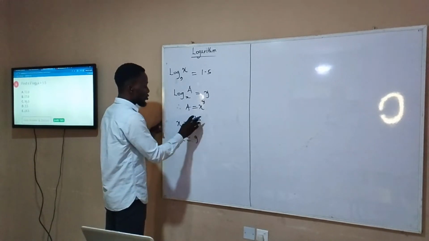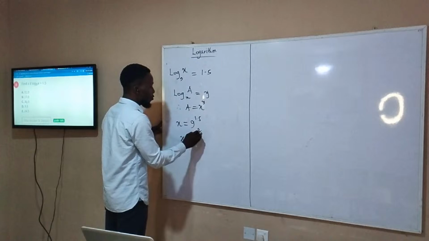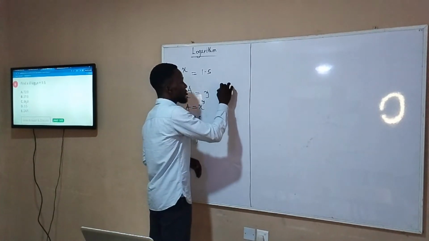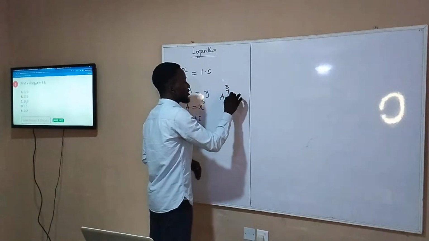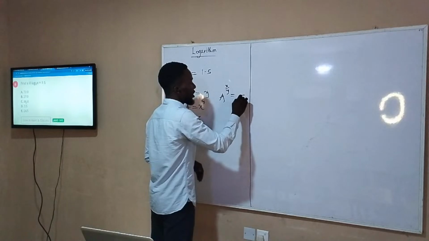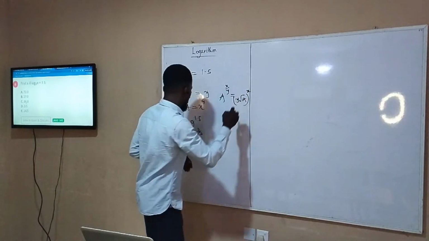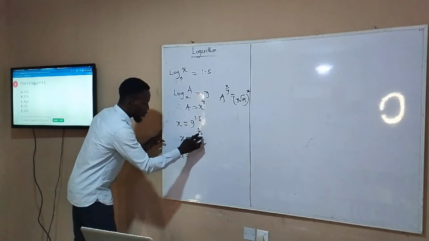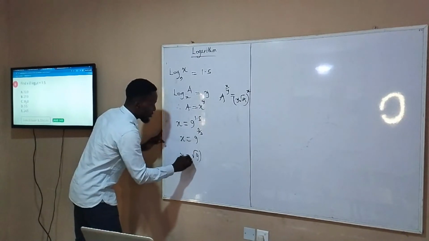So 9 to the power 1.5 is the same as 3 over 2. And if you've not forgotten what I just said, if I have a raised to x over y, it is the same thing as what? The y root of a, all raised to x. So what we have here is x equals the square root of 9 raised to power 3.